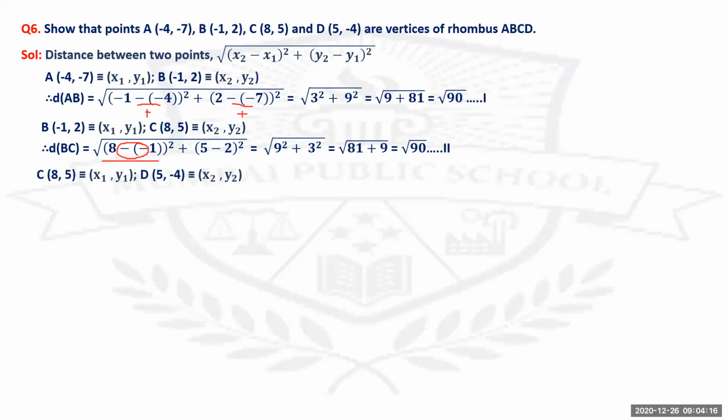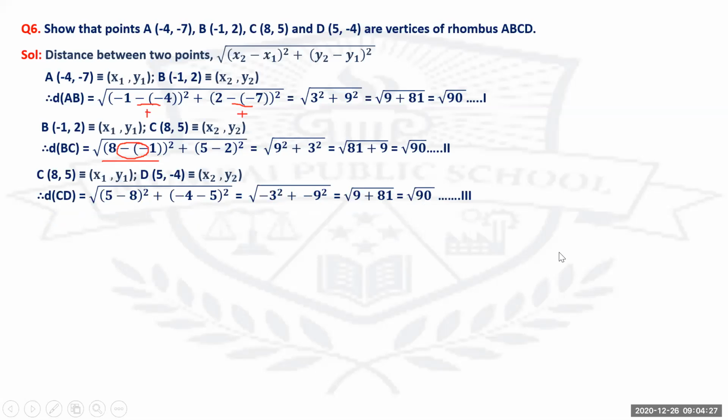We'll find the third side. The third side is CD. Now here check, coordinates of C would be taken as x1, y1, D as x2, y2. So therefore, distance of CD is under root of (5 minus 8) the whole square plus (-4 minus 5) the whole square, that is under root of (-3) square plus (-9) square. Now you know the square of a negative number is positive. So this is under root of 9 plus 81, which is equal to root 90. And this is your equation number 3.